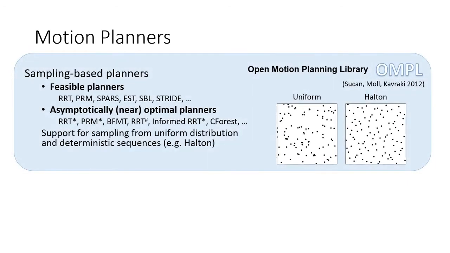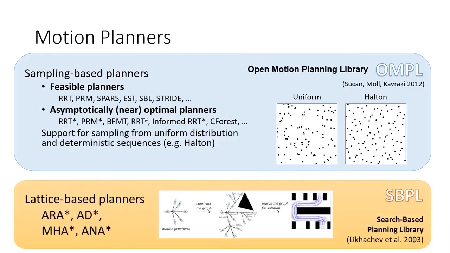At the core of BenchMR are the motion planning algorithms. We support sampling-based motion planners from the Open Motion Planning Library. These include the feasible planners, such as RRT or PRM, as well as asymptotically optimal planners, such as RRT* or PRM*. For all sampling-based planners, we support the sampling from a uniform distribution or a deterministic sequence, such as Halton sequence. Besides sampling-based planners, we additionally include lattice-based planners from the Search-Based Planning Library. These include algorithms, such as ARA* or MHA* that find a path by constructing a graph where motion primitives connect the vertices.